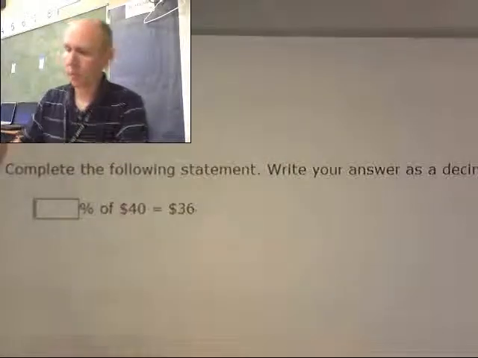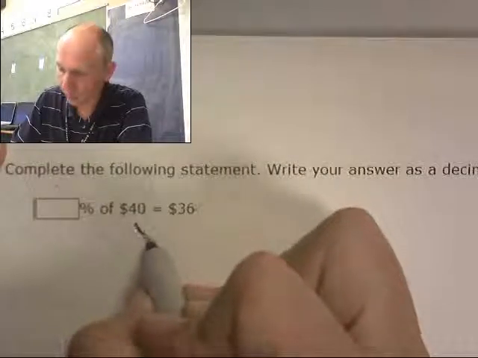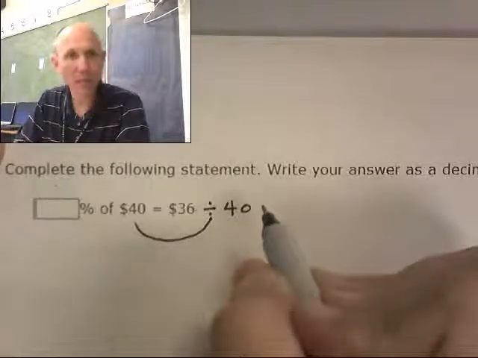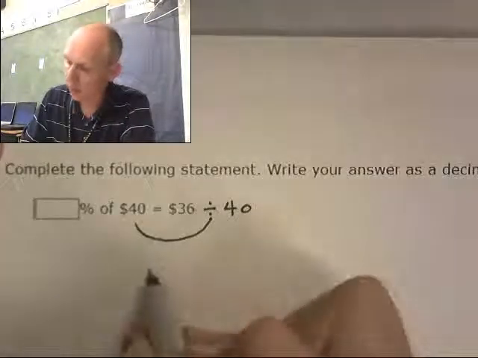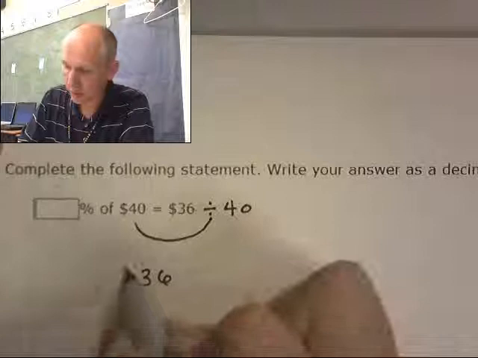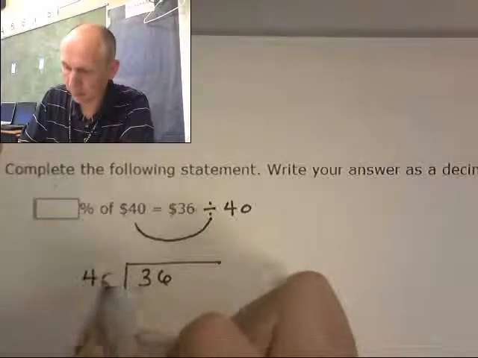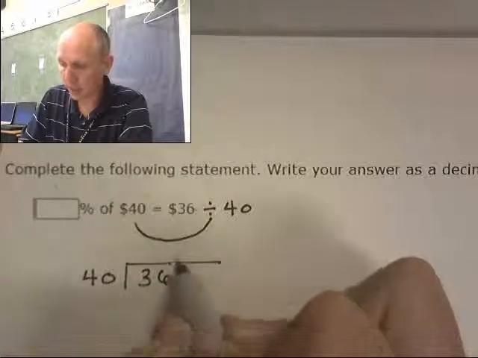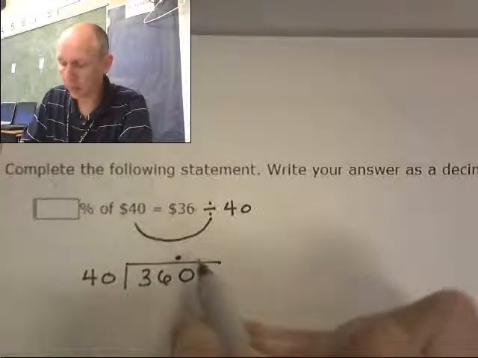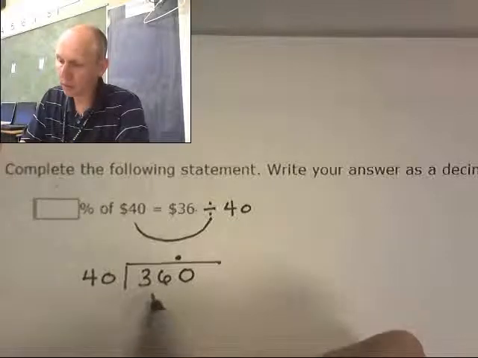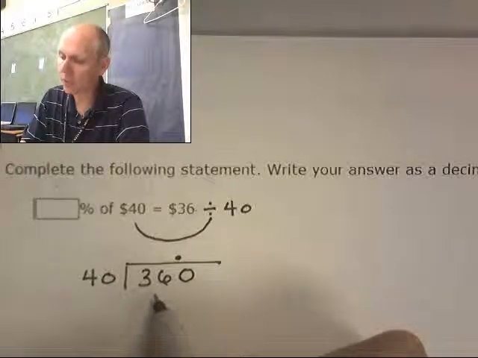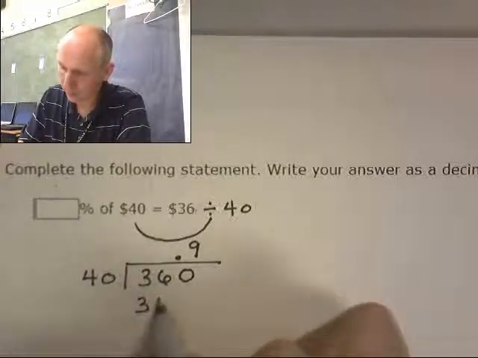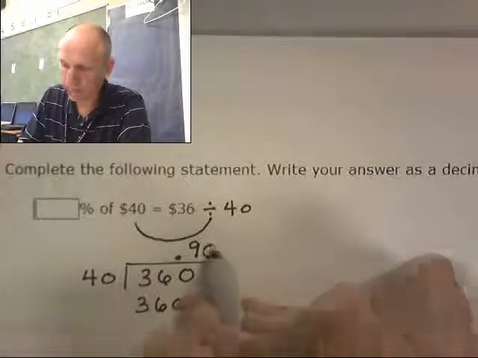Okay. Ready? See this guy over here? We'll divide it, and then we'll see if it makes sense. So 36 divided by 40. I'll add a 0. Oh, so where's my decimal? Right here. Adding a 0. 40 goes into 360 9 times. Okay, so here's my answer.